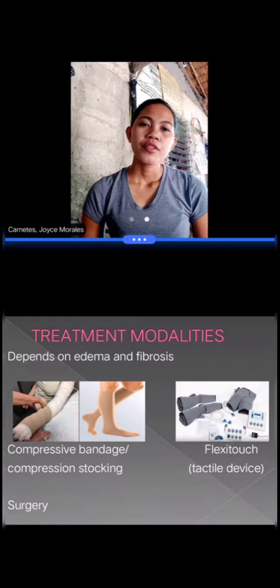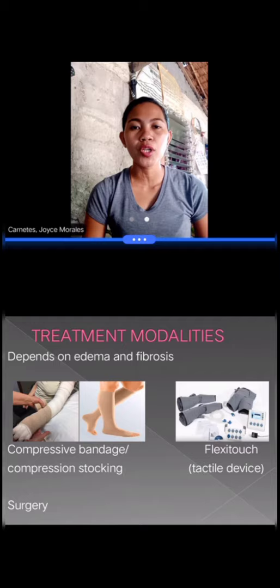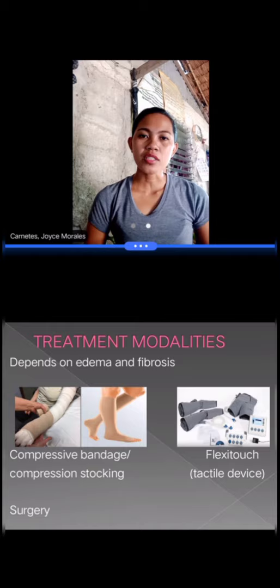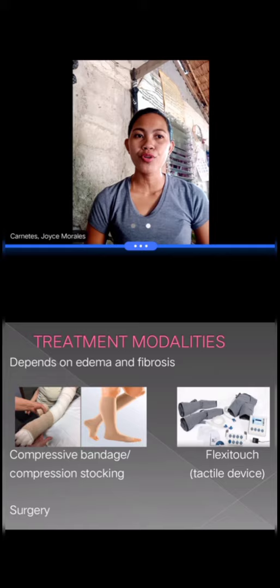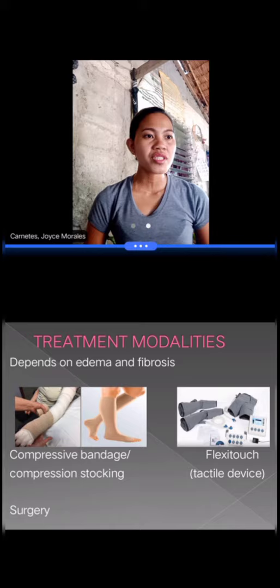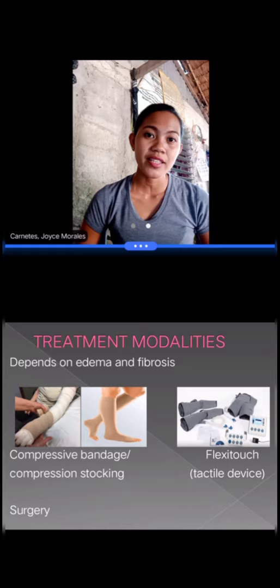The function of the compressive bandage or the stocking is to improve the lymph flow. FlexiTouch is a tactile device. It is to stimulate the lymphatic system. A dynamic pressure encourages the fluid to move to the remaining healthy lymphatic vessels. It is to reduce the fibrosis and painful cellulitis infection as well as the edema.